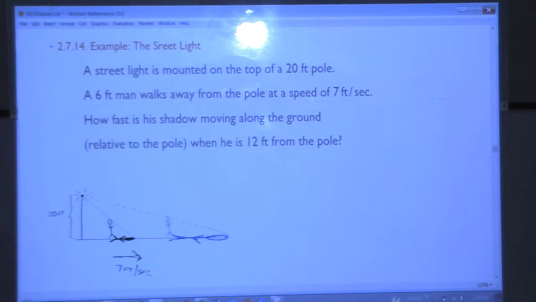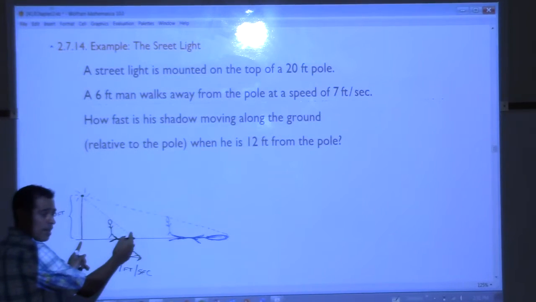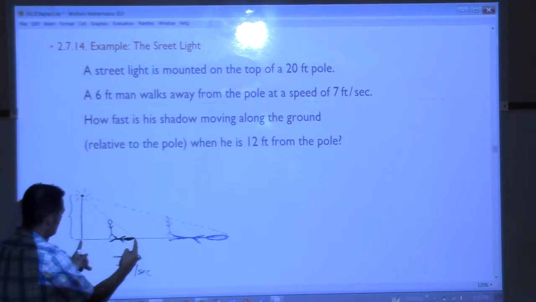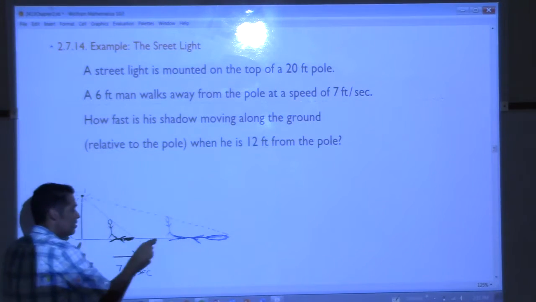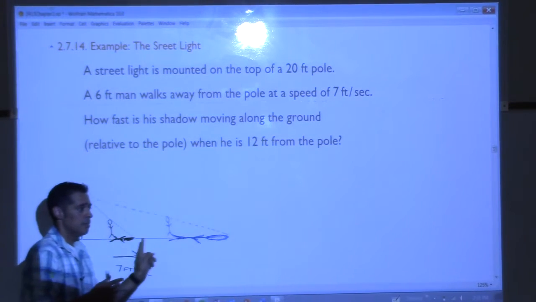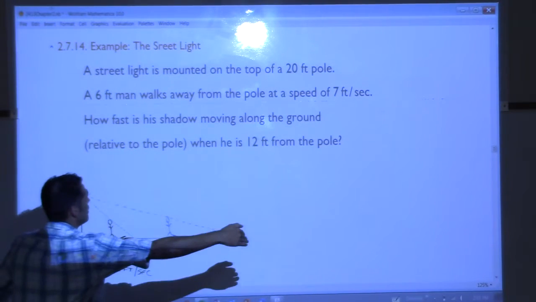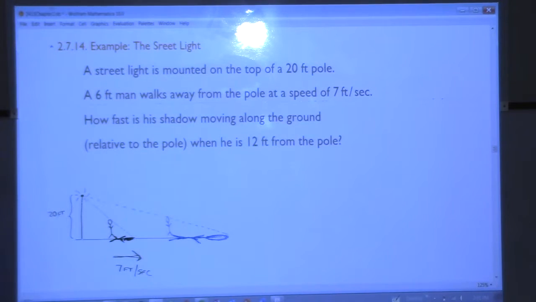How fast is his shadow moving along the ground relative to the pole when he is 12 foot from the pole? So what we're saying is this. At this instant in time, we're going to talk about the tip of his shadow, like the head. The distance from here to here, as he moves, that tip of the shadow moves. The shadow has a speed, doesn't it? What we want to know is how fast his shadow is moving along the ground when he's 12 foot from the pole. Kind of makes sense?